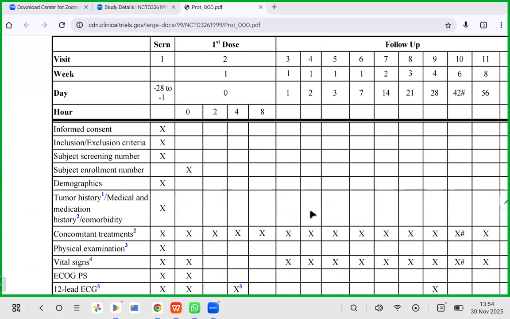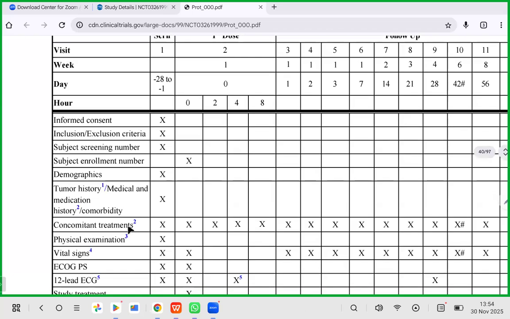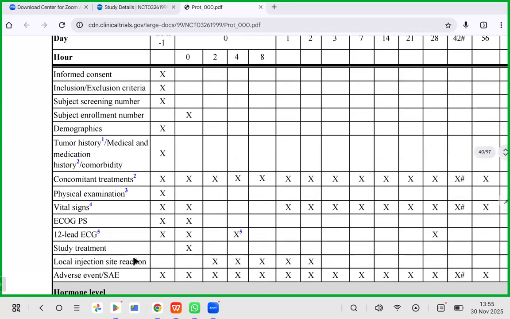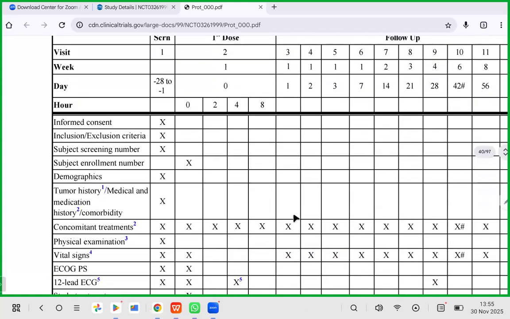So at each visit they will take the ECG, vital signs. In day one also they will take some vital signs. So you can find when they will take ECG, when they will take vital signs, when they will give concomitant treatment, when they will collect adverse events, and all this information will be given under this one.